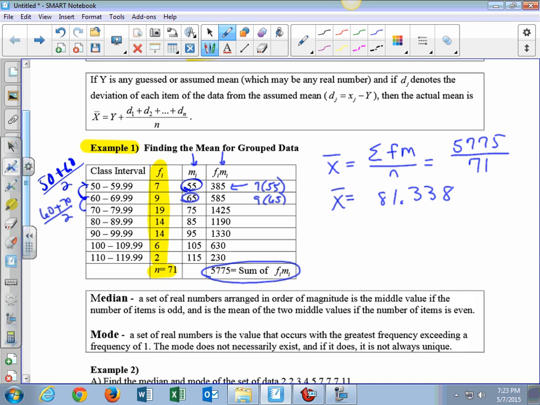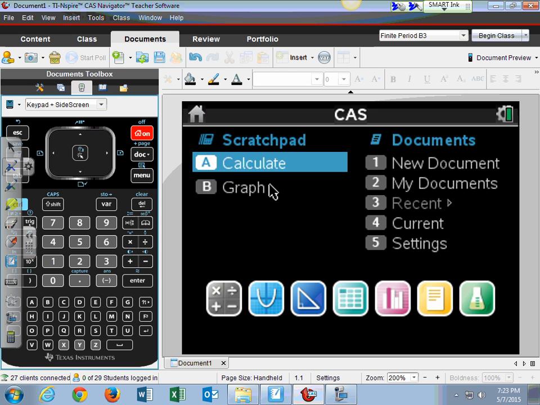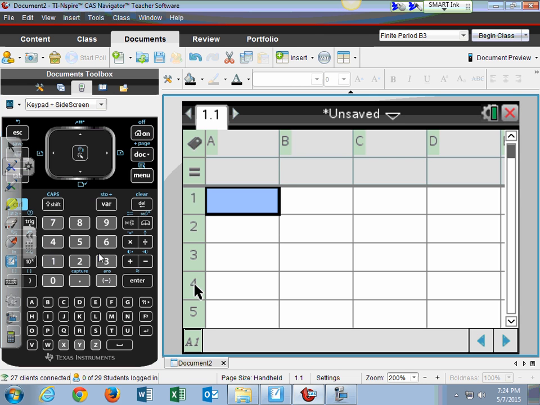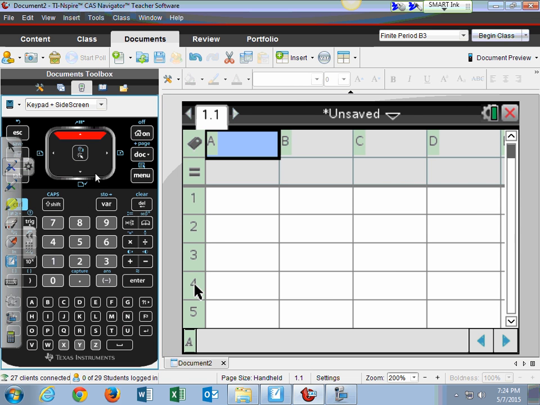Now, for those of you who would like to use your calculator to help you not have to type in so many numbers, grab a calculator. If you don't have one yet, pause and everybody get a calculator. But we're going to open a new document, and we're going to add a lists and spreadsheet page. So I'm going to go to the top, and I'm going to call this my frequency. So I'm just going to put F for frequency.